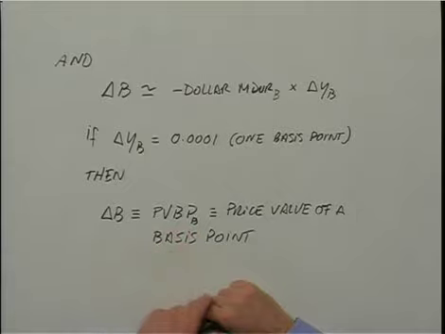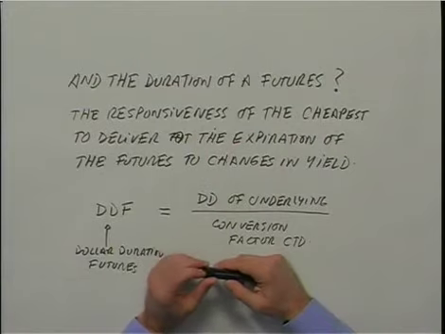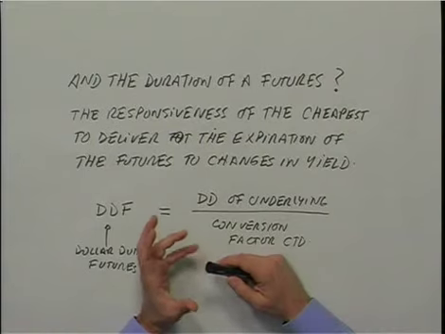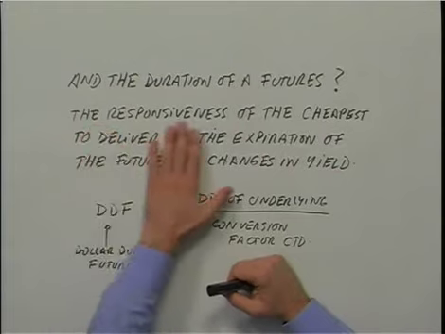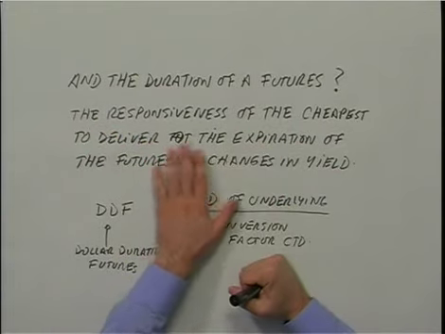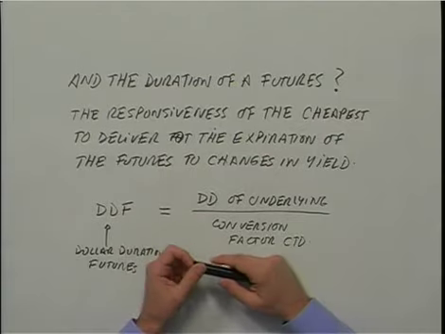So the change in the bond in response to a 1 basis point change is called the price value of a basis point. Of course, we've been talking about duration, which is a measure of the average maturity of the cash flows of a fixed income security. But this is a derivatives seminar, and the question is, what is the duration of a futures contract? Remember that for a futures contract on a fixed income security like a treasury bond, the underlying is a fixed income security. So the duration of a futures contract is actually the responsiveness of the cheapest to deliver at the expiration of that futures contract in response to changes in yields.